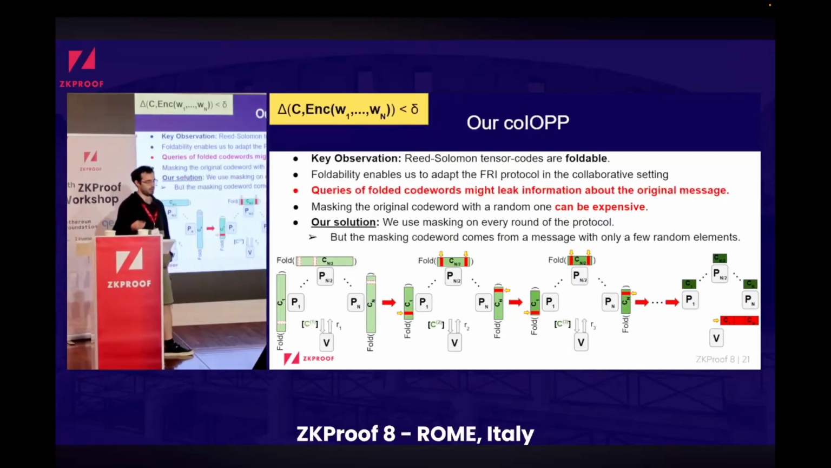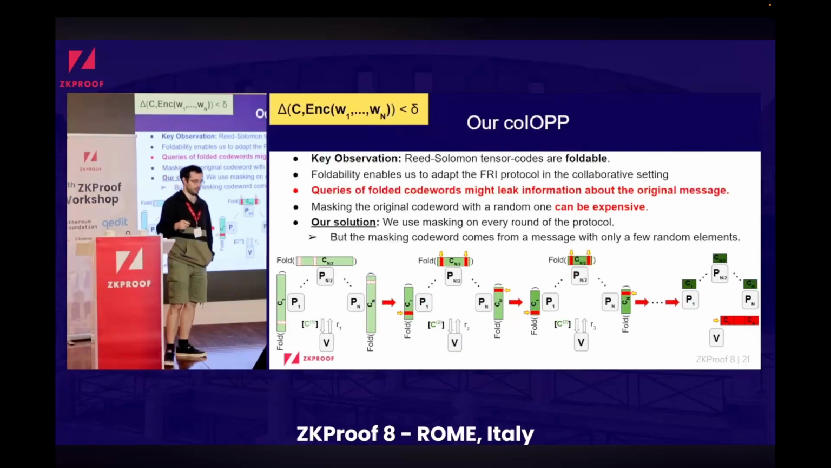The way we overcome that issue is to simply mask the codeword on each iteration. However, the randomized codeword we use to mask on each iteration derives only from a message that has only a few elements, which are enough in order to make the entire protocol zero knowledge.